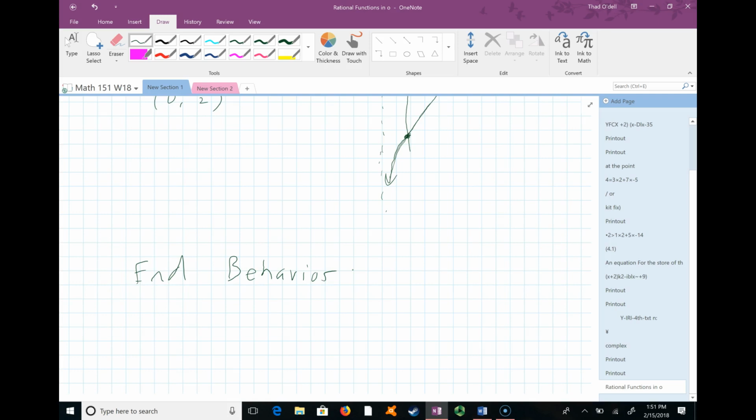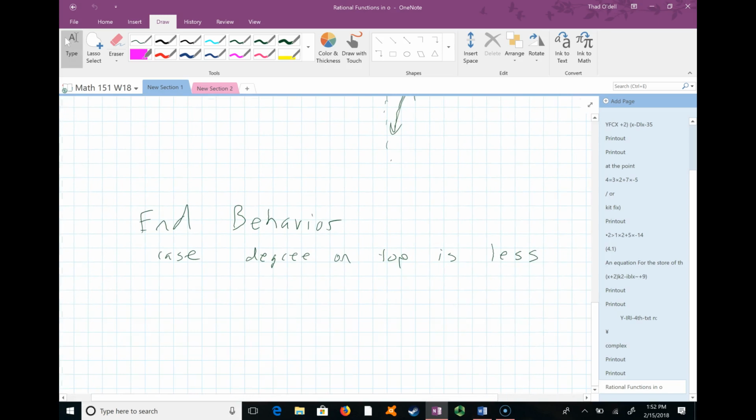There's really 3 cases. So case 1, the degree on top is less. Because rational functions are made up of a polynomial divided by a polynomial, we can talk about the degree of the top versus the degree of the bottom. Of course, our parent functions fall into this category: y equals 1 over x, y equals 1 over x squared. The degree on top is 0. In this case, the degree on the bottom is 1, and in this case, the degree on the bottom is 2. So these are both examples of where the degree on top is less.